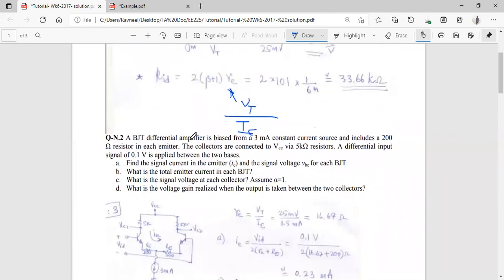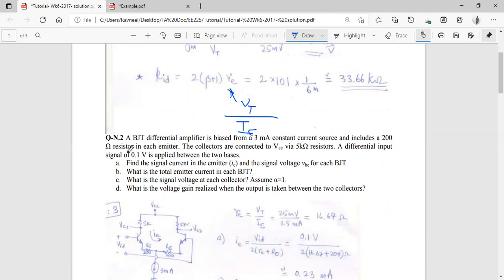A BJT differential amplifier is biased from a 3 milliamp constant current source and includes a 200 ohm resistor in each emitter. So our emitter resistance is 200 ohms, and our biasing current is 3 milliamps. The collectors are connected to VCC via 5 kilo ohm resistors, so in this particular case, our RC is 5 kilo ohms.